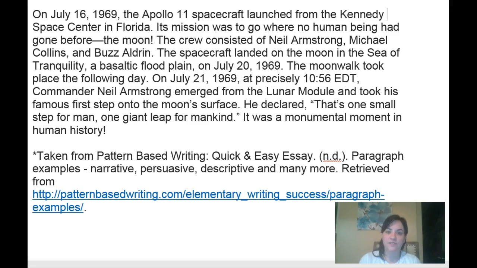On July 21st, 1969, at precisely 10:56, Commander Neil Armstrong emerged from the lunar module and took his famous first step onto the moon's surface. He declared, "That's one small step for man, one giant leap for mankind." It was a monumental moment in human history.